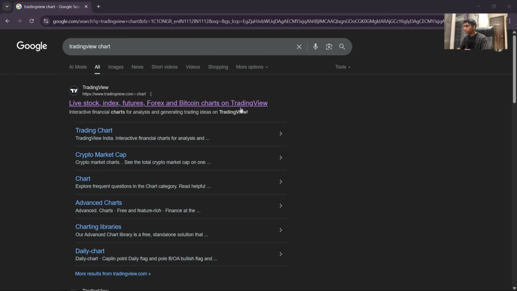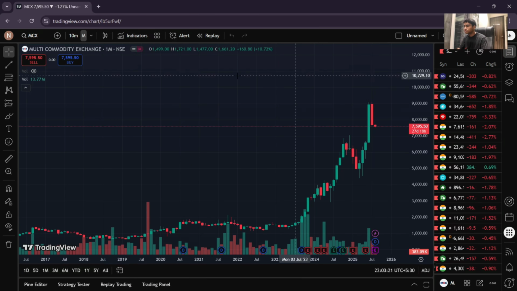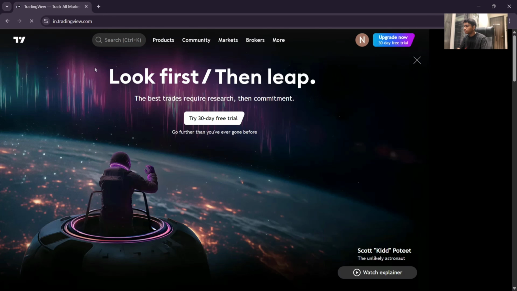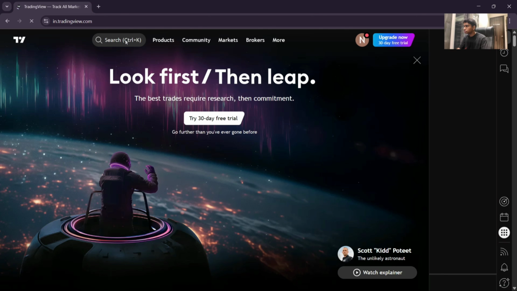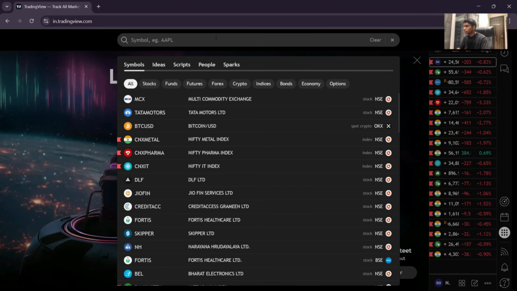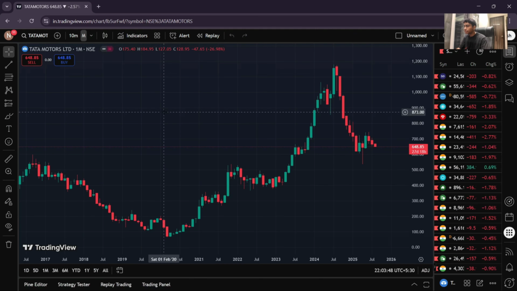So let's open the site. This is the site, this is the link to the site, and this is the home page. This is actually not the home page, but if you click on the TradingView website, the first page shown is this one. And if it is showing a home page like this, you can just search over here and type anything, or choose any of the stocks available. Let's say Tata Motors, just click on it and you will be in this interface.